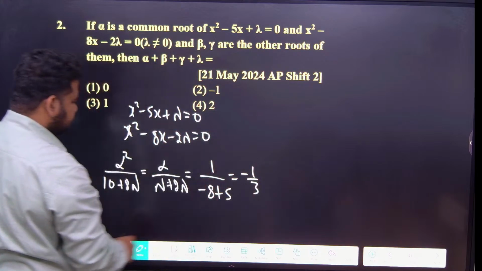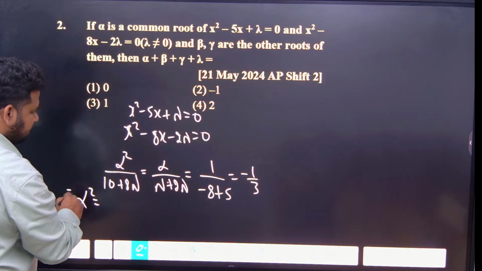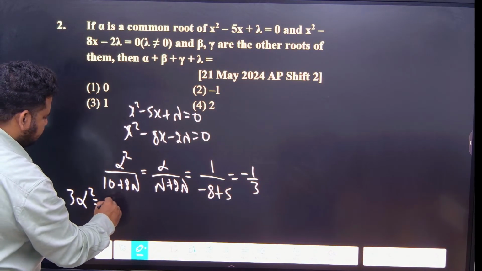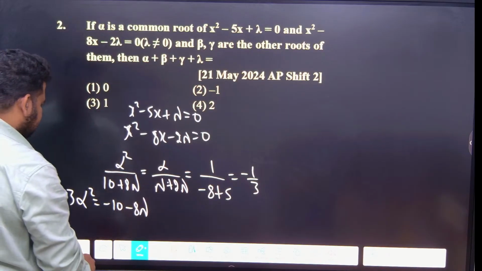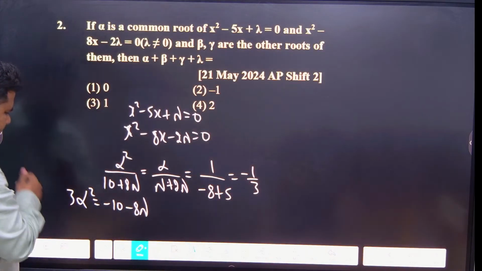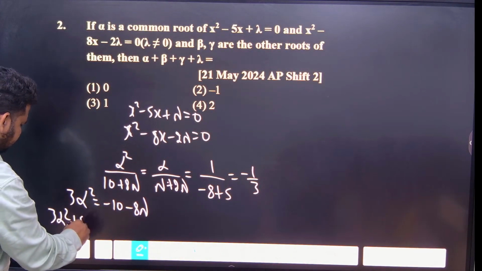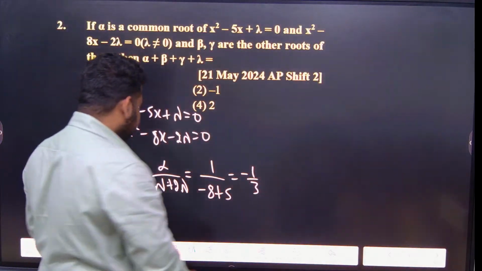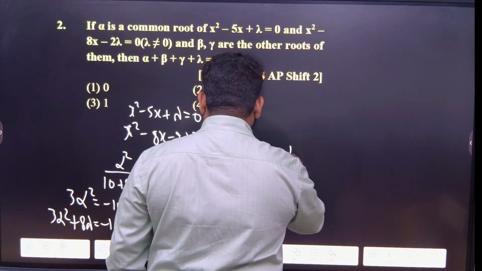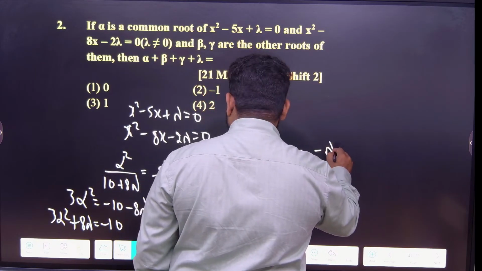Now you equate this. So alpha square is equal to what? 3 times alpha square is equal to minus 10 minus 8 lambda. Okay, minus 8 lambda. So this is what we will have. Now 3 alpha square plus 8 lambda is equal to what? Minus 10. Now equate this one. So 3 alpha is equal to what? Minus lambda.